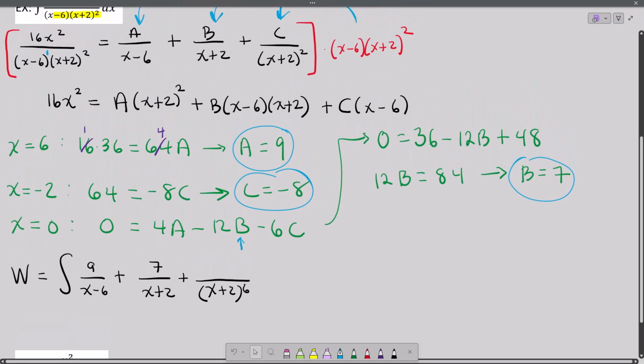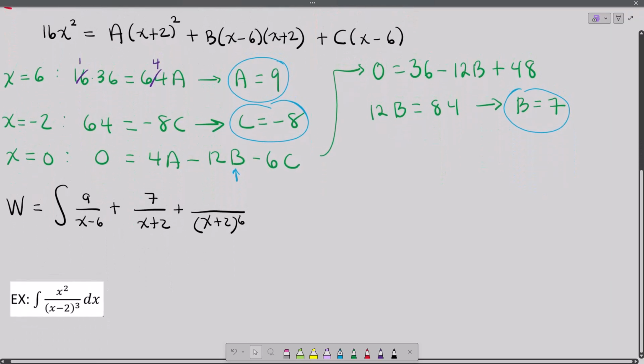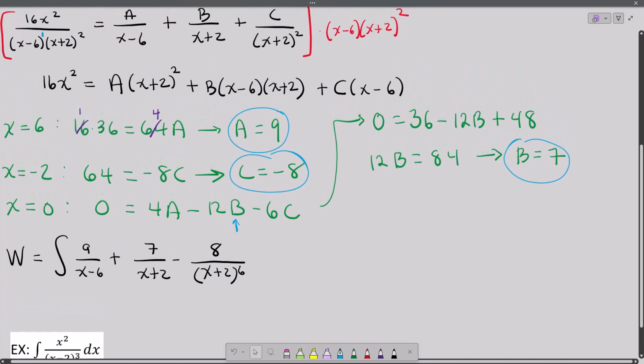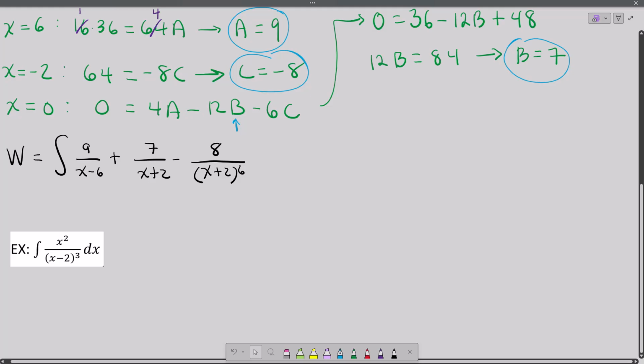And then c is negative 8. So we'll put the negative in front here. Did I say negative 8? Yeah, negative 8. And then dx. So there is our new integral.